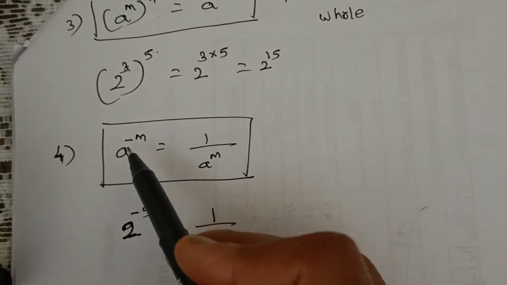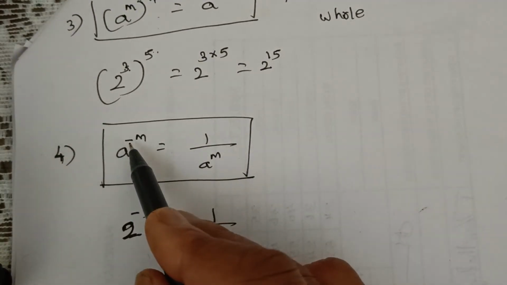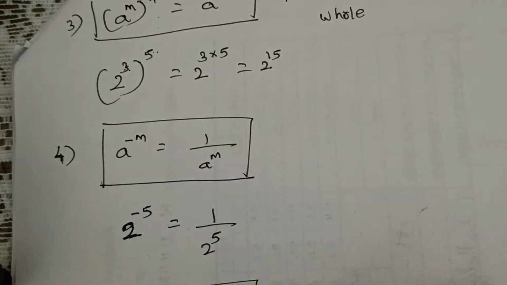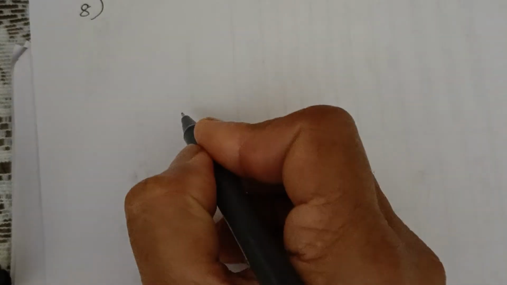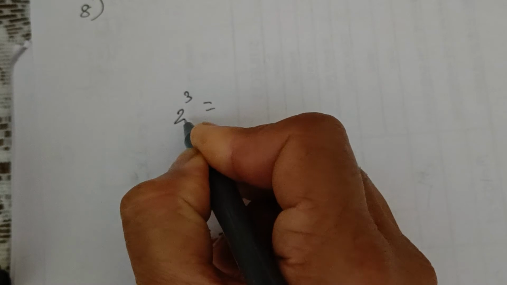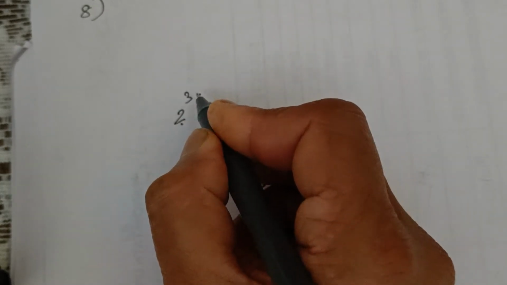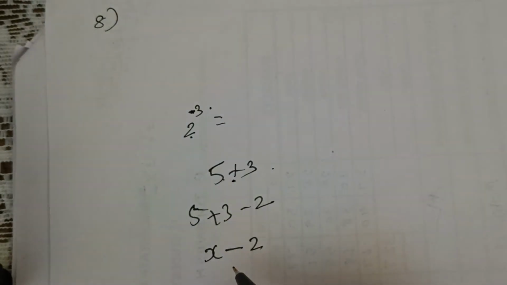Next we have when there is a negative power. To change it when there is a negative power, say a power minus m, how to write it? We know if it is 2 power 3, we have to multiply 2 three times. If it is 2 power minus 3, then do you know how to multiply minus 3 times?